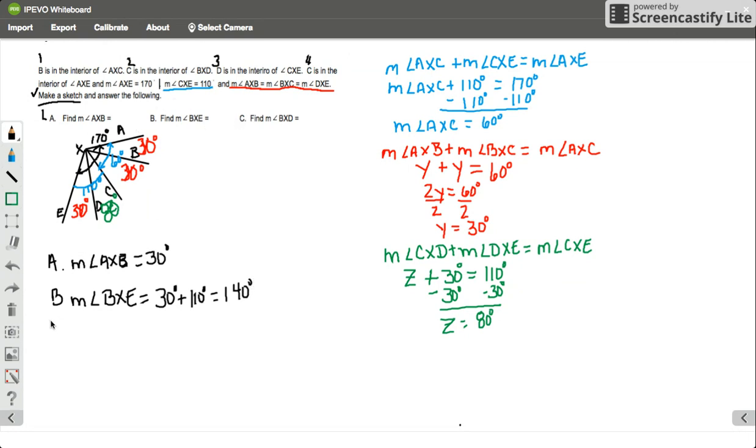And for problem C, our measure of angle BXD. So here's BXD, which is made up of these two smaller pieces, BXC, which is 30 degrees, and CXD, which is 80 degrees. And when we add those together, it's 110 degrees. So we have found our missing pieces using the angle addition postulate, and we have found the other angles also using the angle addition postulate.